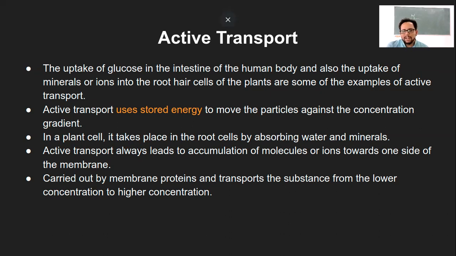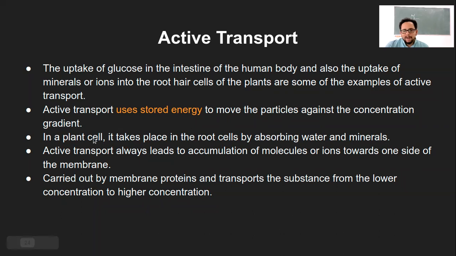Now, active transport uses stored energy to move the particles or solute against the concentration gradient. So stored energy, you all know that mitochondria is there. ATP is the form of energy, the form of chemical energy, which is stored inside the cell, and that will be utilized to transport these molecules in the active transport process.